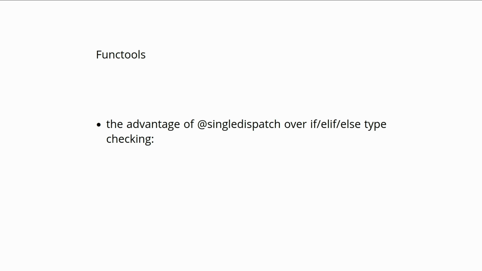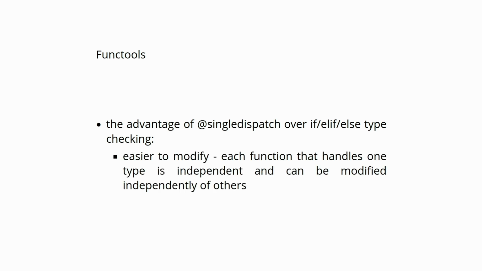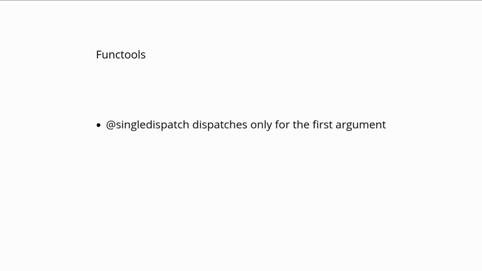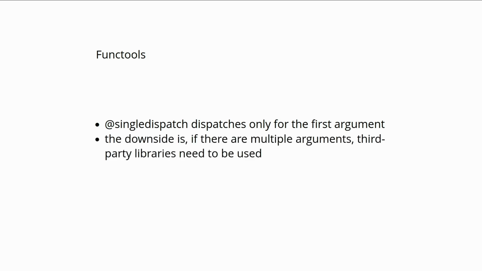So you might be wondering, why might this approach using single dispatch be better than the first one when both of them are functional? The advantage is it's easier to modify, because you have multiple functions, and each function handles one type. They're independent, so they can be modified independently. The code is cleaner and more readable. However, the downside is it dispatches only on the first argument. That means that if you have multiple arguments, you would have to use some third-party libraries.